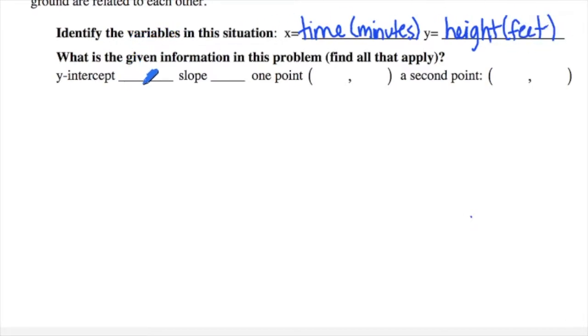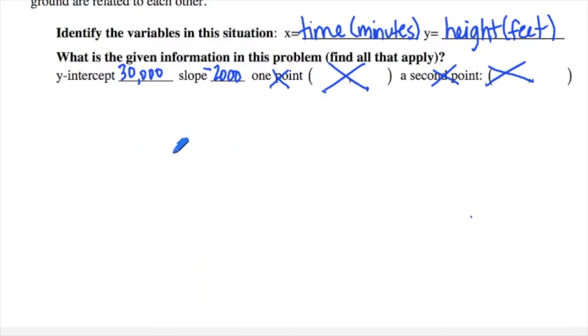So we are to fill in the given information from the problem and decide what all is going to apply to this situation. So do we have a y-intercept? We have a beginning height, and that's going to be our 30,000 feet. We have a slope, which is the rate of change. It's descending, so we're going to make this a negative 2,000. We don't really have any points. We're not going to worry about those pieces of information, and we'll go from there.